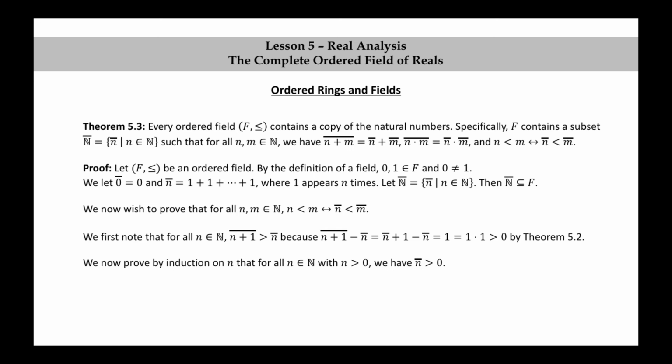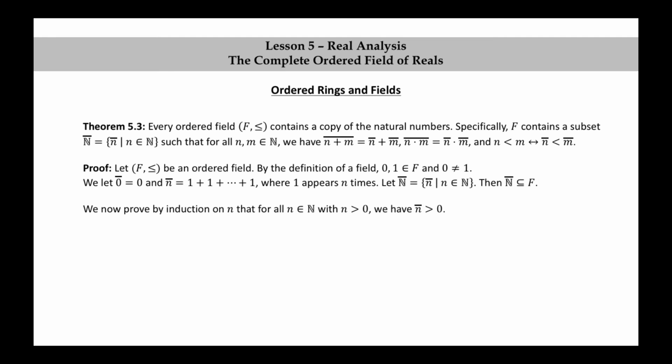We now prove by induction on n that for all n in the natural numbers with n greater than 0, we have n bar greater than 0. Base case, n equals 1. 1 bar is equal to 1, which is equal to 1 times 1. We just did this, which is greater than 0 by theorem 5.2.